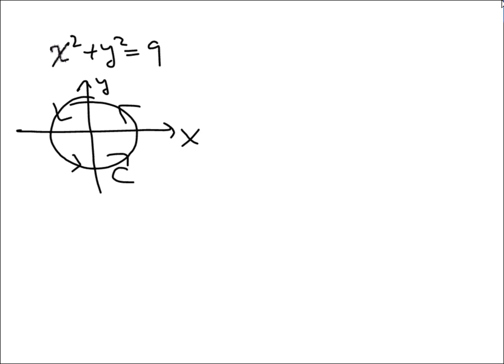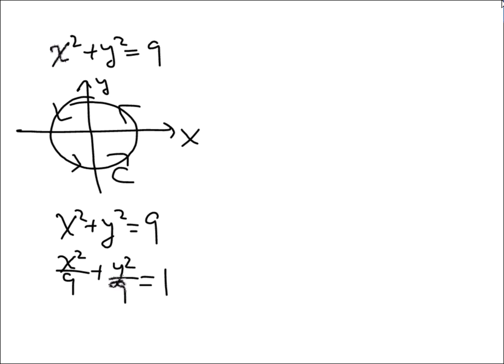Now, we want to find the piecewise smooth parameterization of this path C. We know that x squared plus y squared is equal to 9. If I were to divide both sides by 9, I get x squared over 9 plus y squared over 9 is 1. But that's the same as (x over 3) squared plus (y over 3) squared is equal to 1.